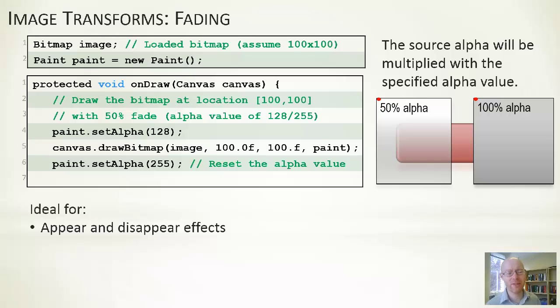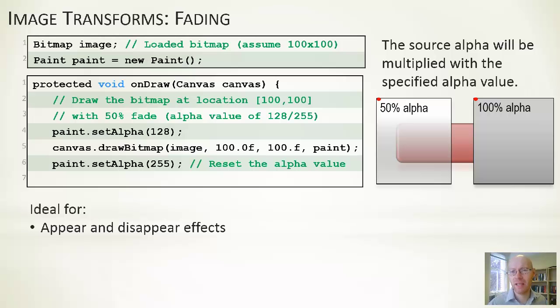Ideal for appearance and disappearance effects, for making things appear and gradually go into a game. Or if something's been picked up, you could just make it disappear in a poof, but quite often it's better to let it gradually fade out. It looks a more professional approach.